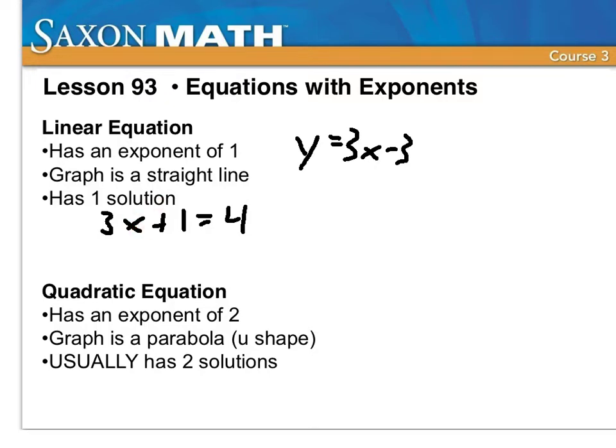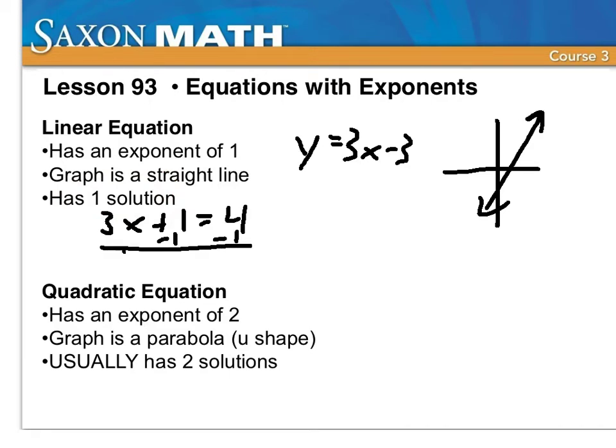And then the graph is a straight line, so our graph would look something like this. The graph of a linear equation is always a straight line. And a linear equation also has one solution. Which means if I solve this, I get 3x equals 3, and then I would divide by 3 and get x equals 1. So there's one solution to this problem. That's the only number that works for this equation.